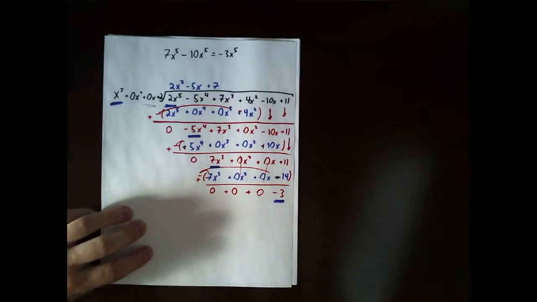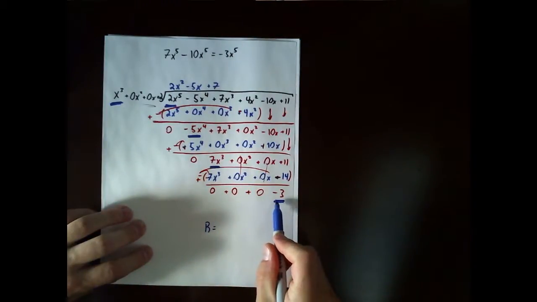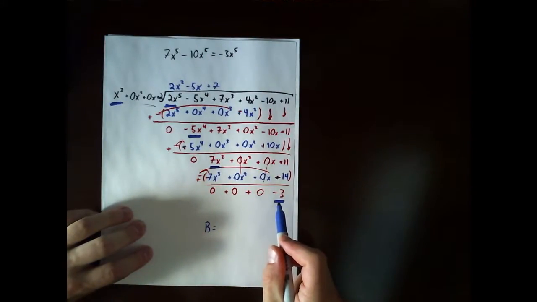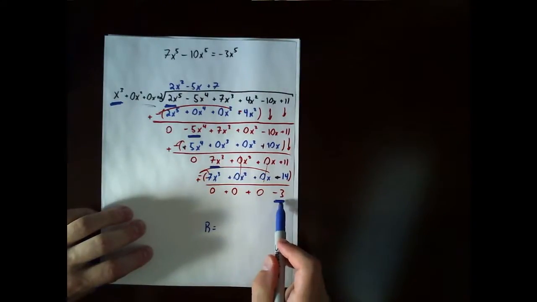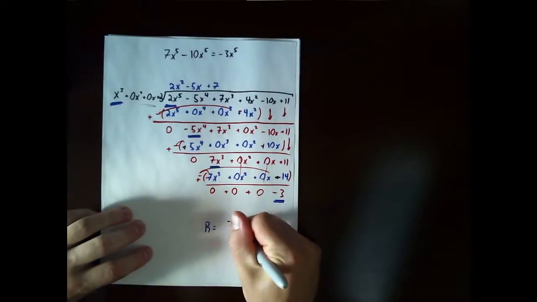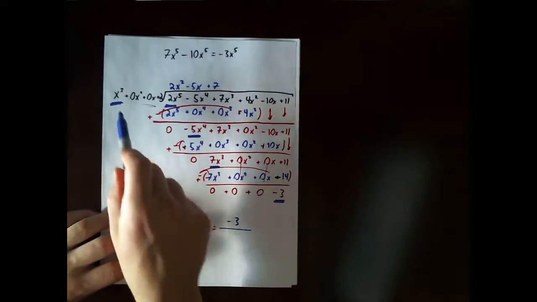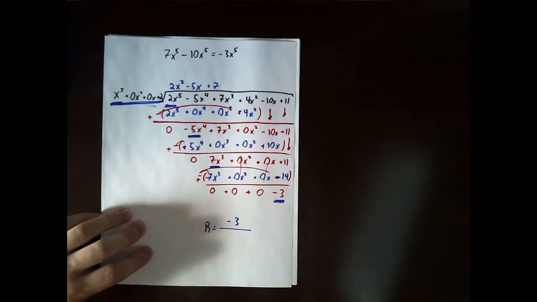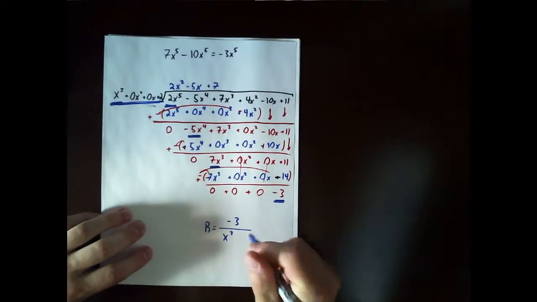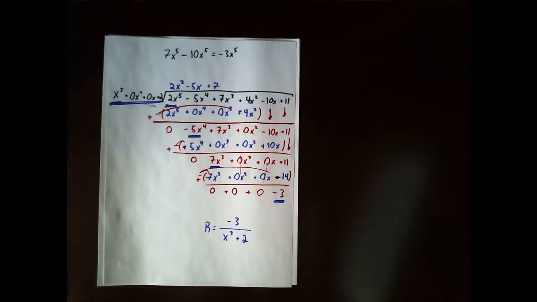So pretty much how we write our remainder is our remainder is going to equal whatever number or whatever polynomial is left over. So sometimes you won't have just a whole number here, but maybe you'll have a 2x or a polynomial of some sort. We're just going to write that, and then we're going to divide it by this term right up here. So divided by x cubed plus 2. And that's how we write out our remainder in polynomial long division.